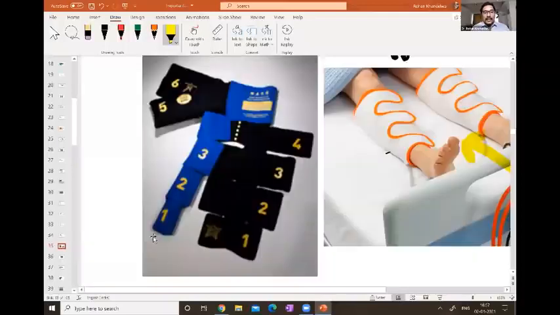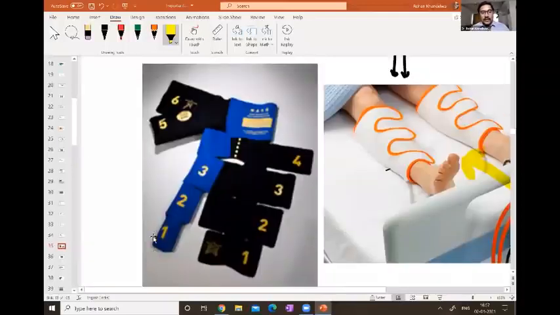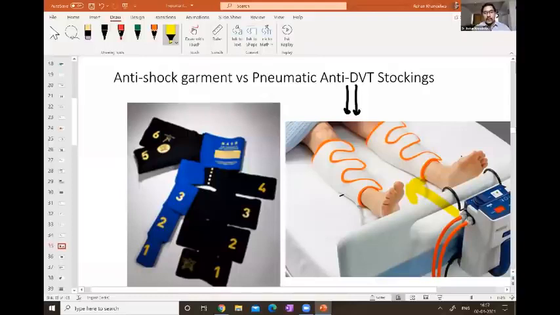This one is an anti-shock garment. Anti-shock garment is used in patients with hypovolemic shock, those who are bleeding. Supposing in the battlefield, there is a patient who's bleeding, you can use an anti-shock garment that is going to push blood from the lower limbs to the heart, and that helps in maintaining the cardiac output and the systolic blood pressure.